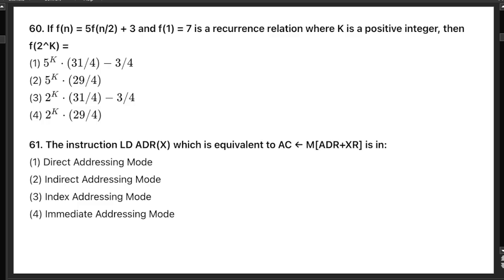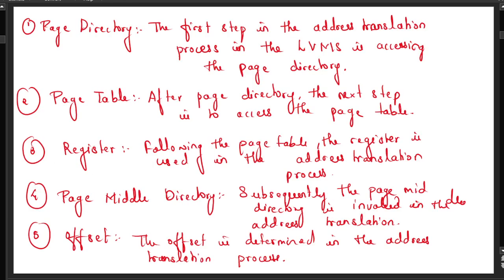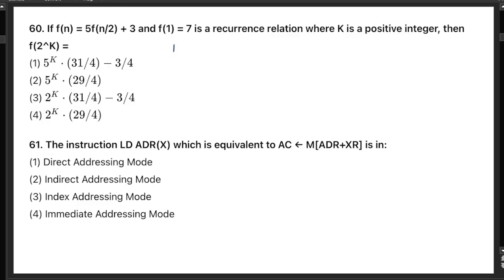Now here, if we see option 1, first we will see what is given to us. The given is f(n) equals 5 f(n/2) plus 3, and f(1) is given as 7. Now what is f(2)?